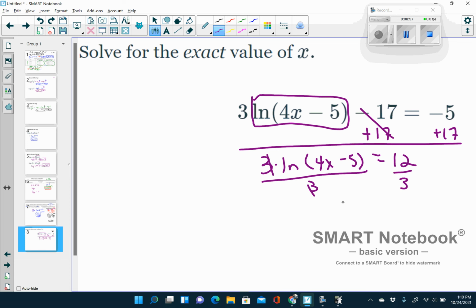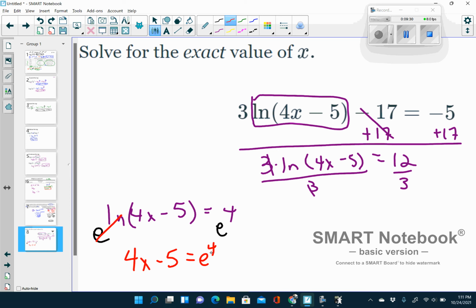This cancels out, so I have ln of 4x minus 5 equals 4. To get rid of the ln, e and ln undo each other, so watch where I'm going to put it. I'm not just going to put it anywhere. I'm going to put the e as the base. So the e and the ln are going to cancel each other out. So I have 4x minus 5 equals e to the 4th.